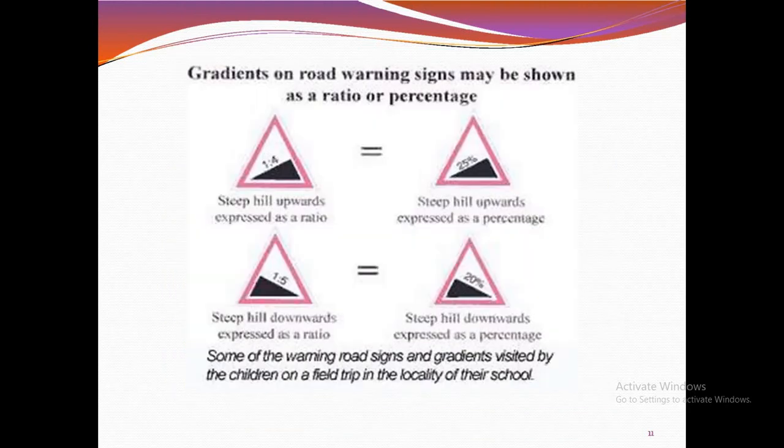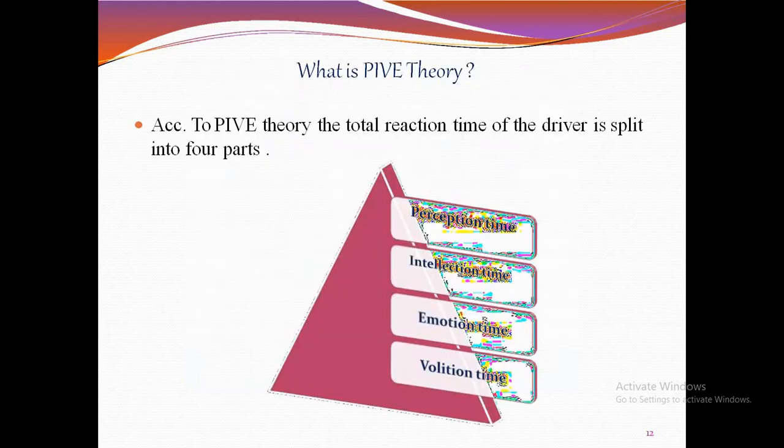Gradient on road warning signs may be shown as ratios or percentages. For example, the ratio is 1:4, a steep hill upwards, or expressed as a percentage, 25%. So likewise, we use this kind of information.